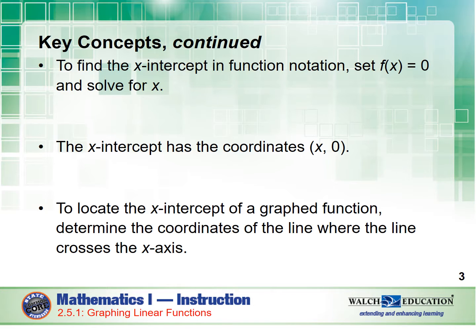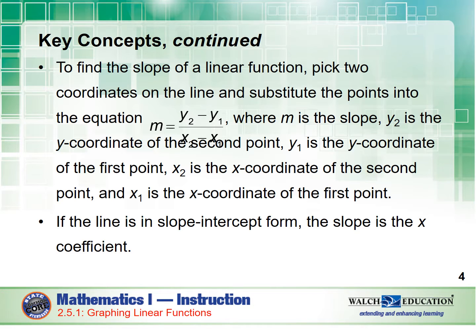So to find the x-intercept in function notation, we're going to set f of x equal to 0 and solve for x. The x-intercept has coordinates of x, 0. So the x-intercept will have a y-coordinate of 0 all the time, and the y-intercept will have an x-coordinate of 0 all the time. To locate the x-intercept of a graphed function, you just look where your line hits the x-axis. So those are your intercepts, how to find the intercepts.